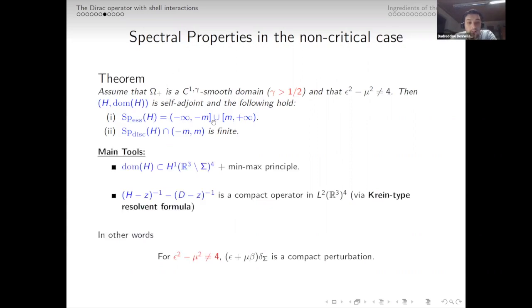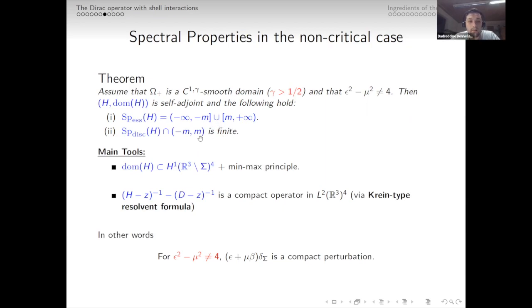Let's start with the first one. In fact, we always have the inclusion of these two intervals in the essential spectrum, because when you assume that omega plus is bounded, then omega minus is unbounded, and you can always construct Weyl sequences to prove the inclusion of these two intervals in the essential spectrum. But to prove the equality, it was proved that there is a Krein resolvent type formula, and with this resolvent formula, we can show that the difference between these two resolvents is compact, and hence we get this characterization.